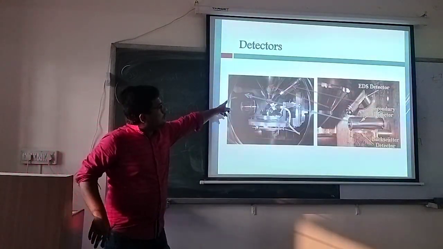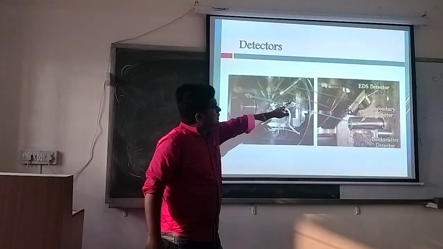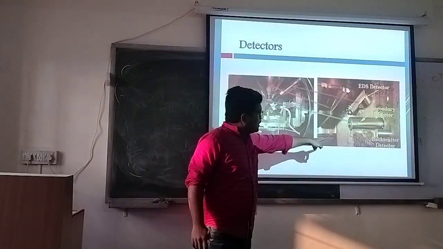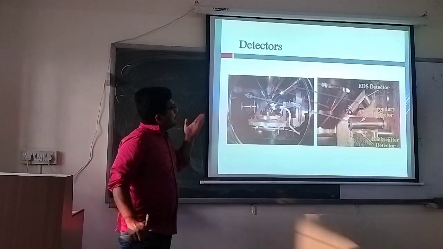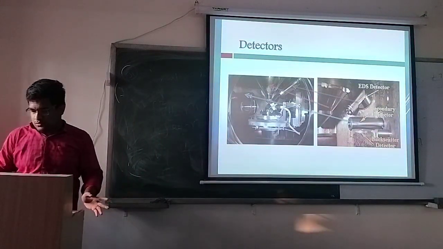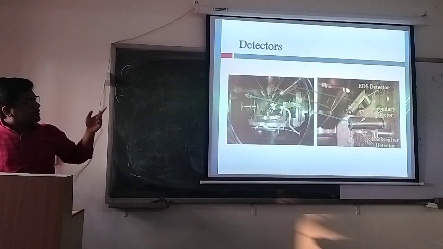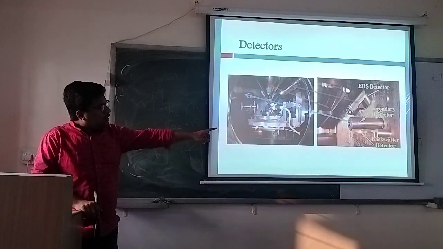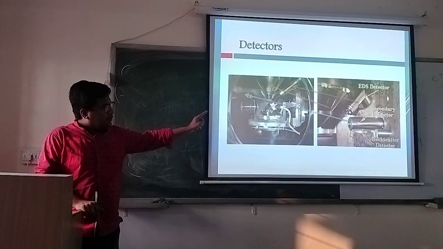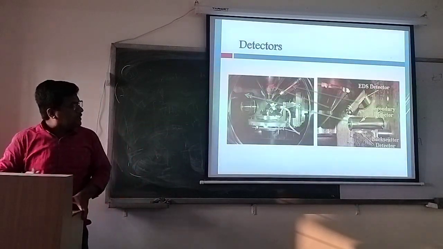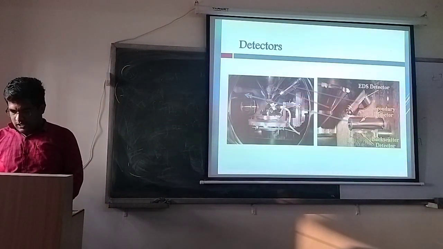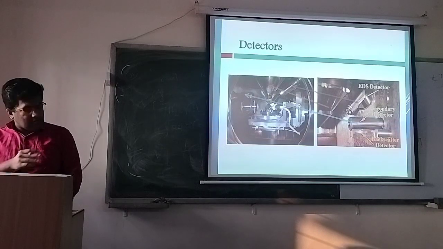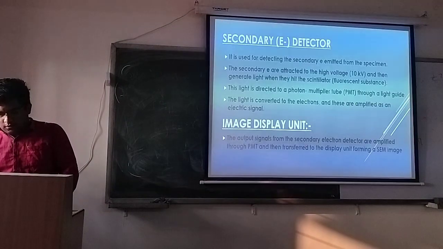These are the detectors: the secondary detector, the backscatter detector, and the X-ray detector. The secondary detector detects the secondary electrons, the backscatter detector detects the backscatter electrons, and the X-ray detector detects the X-rays and other rays coming from the specimen.